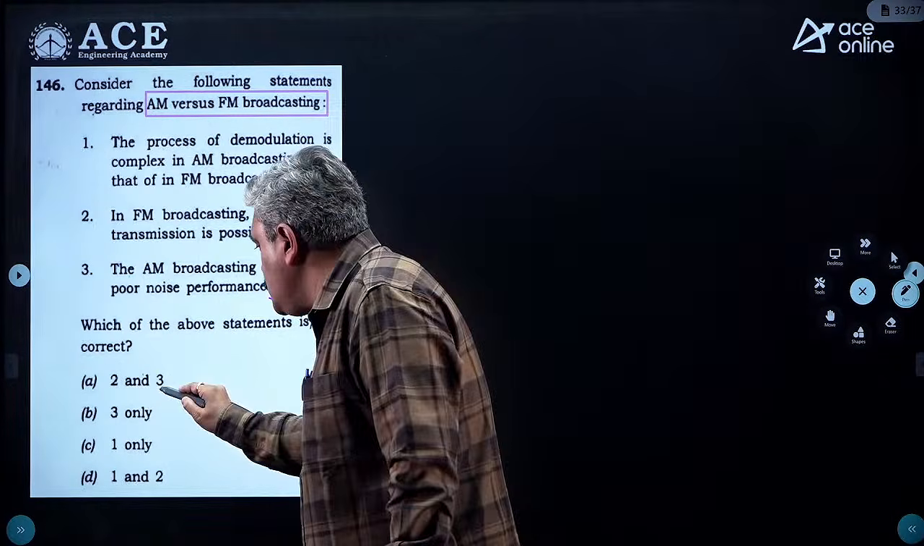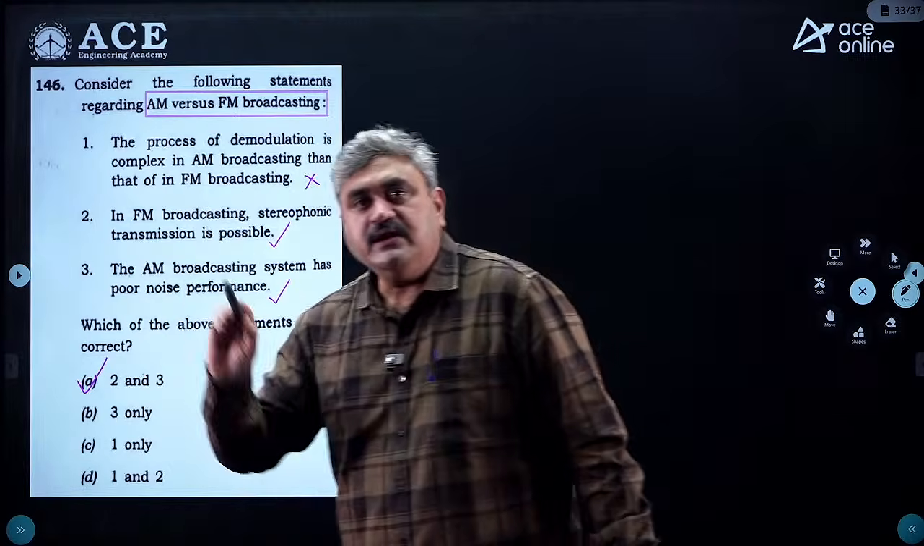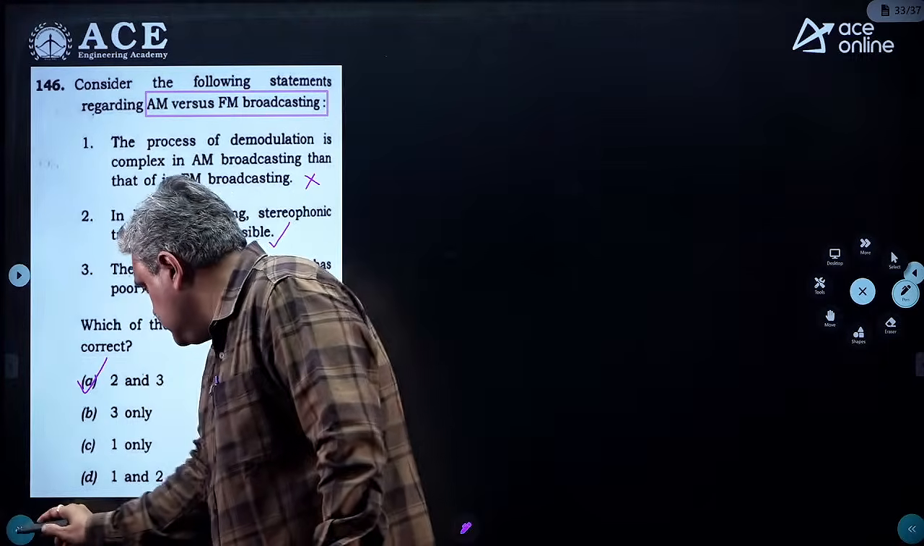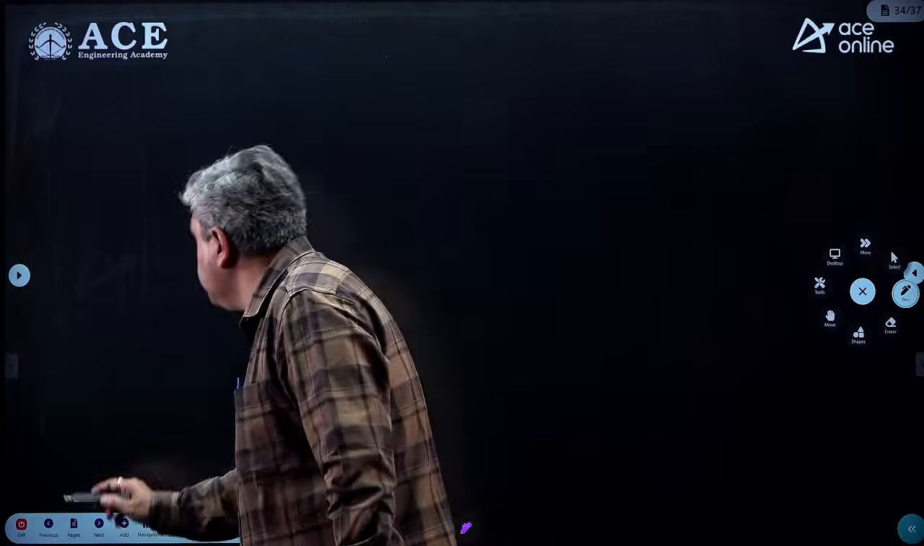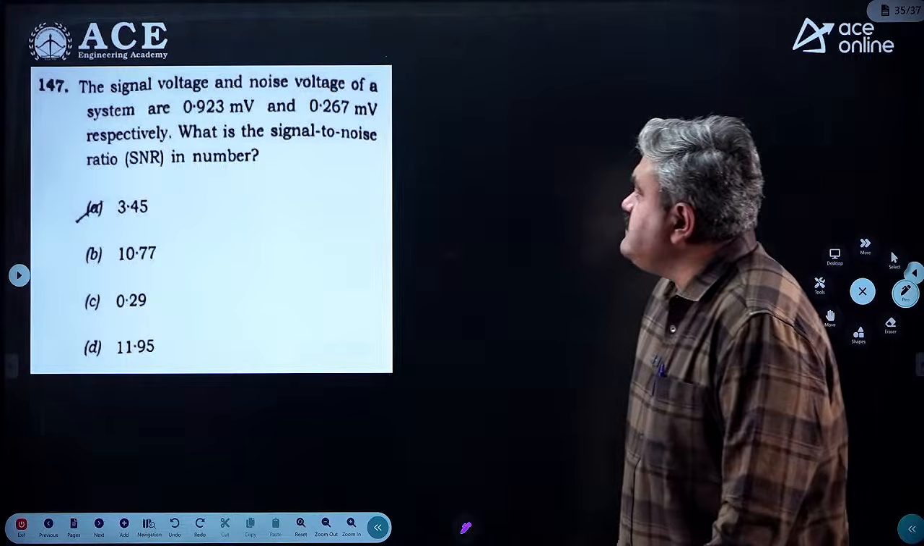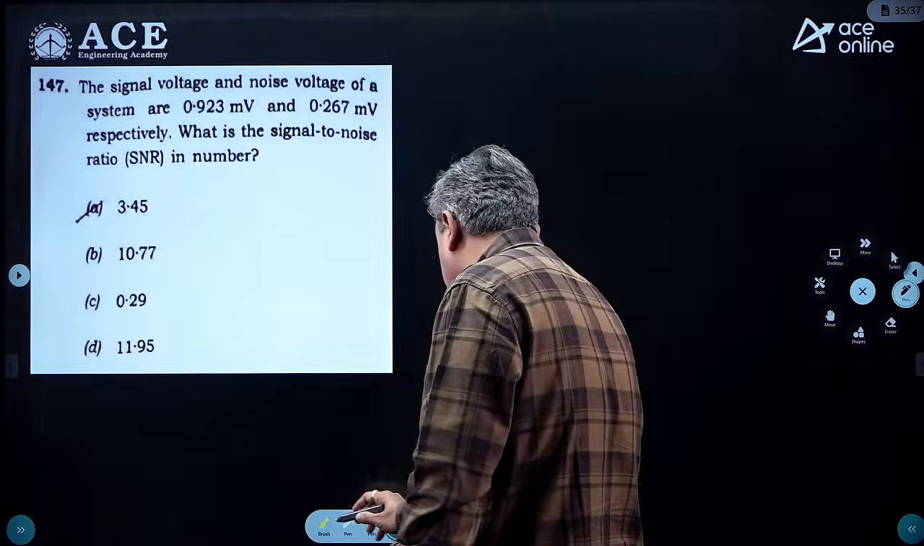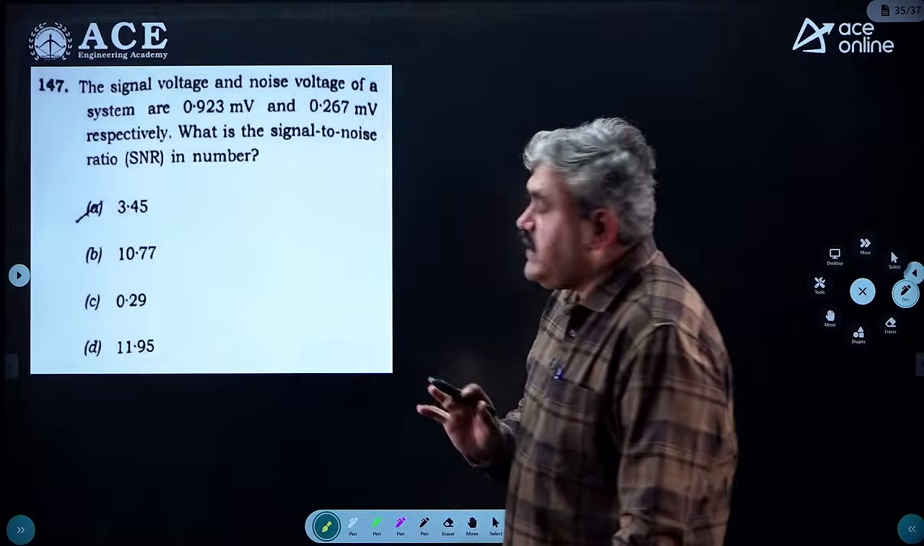So definitely 2 and 3 are correct. So you can go with option A. Right. Let us see one more bit. Signal voltage and noise voltage are given to you. So it is very clearly mentioned they are voltages.